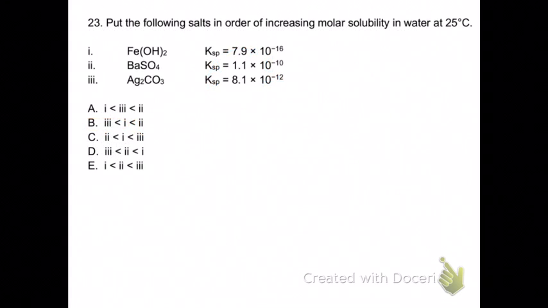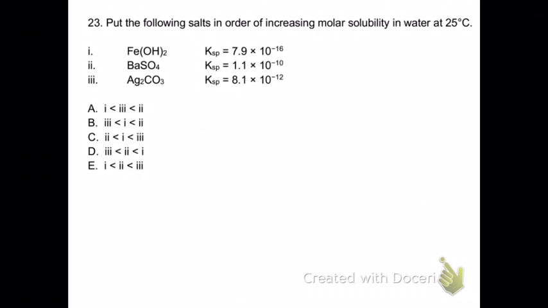In this problem, we're trying to figure out the relative molar solubilities of these sparingly soluble salts. Now, it can be tempting to try to base your answer solely off of the Ksp, but we'll see that that is a bad idea. So, you can't go wrong with an ICE table. So let's go through each of these.